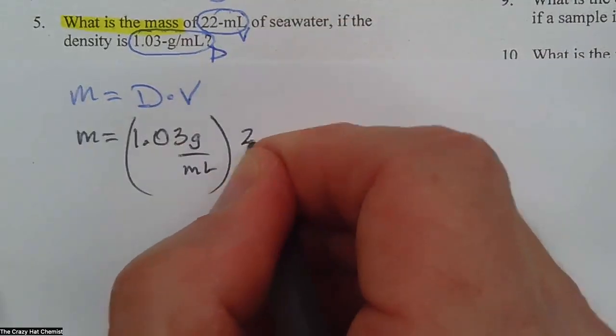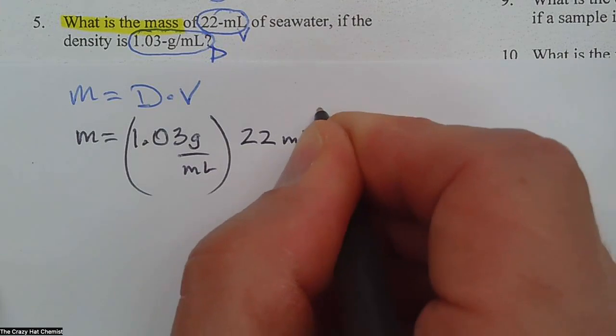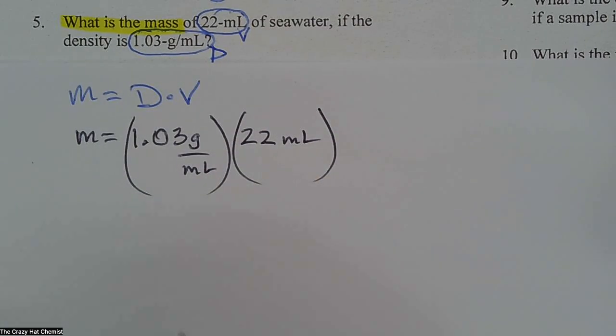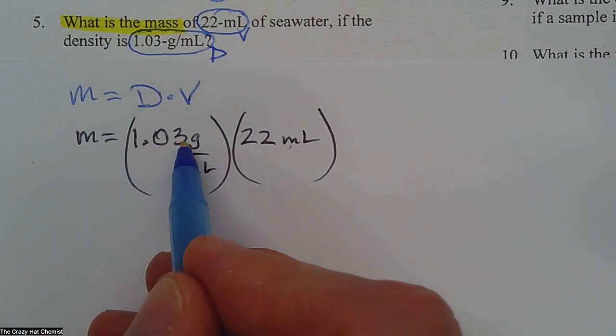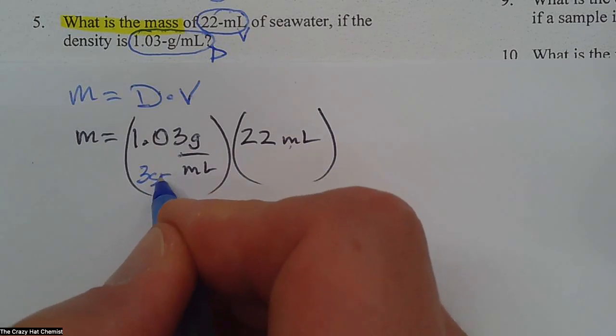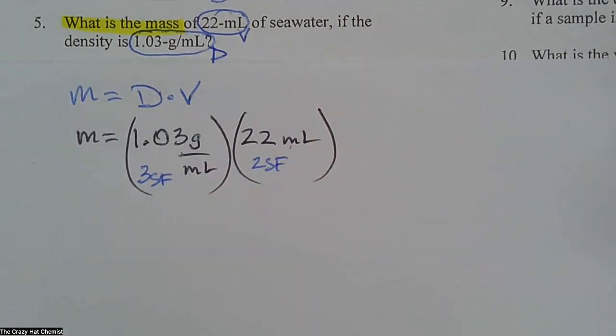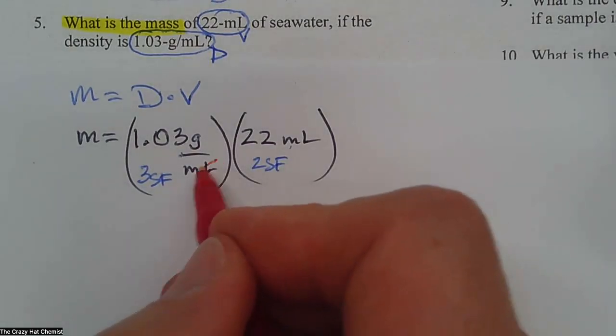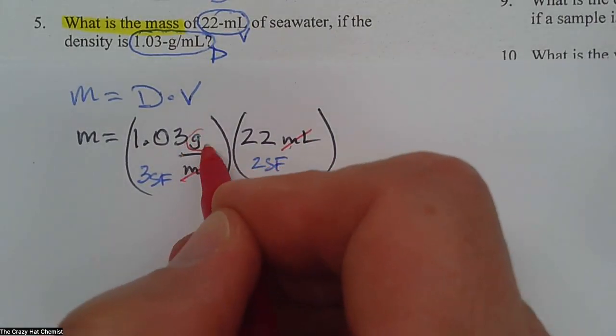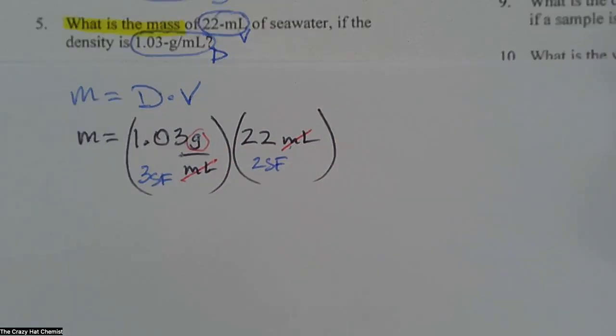Times the volume, that's 22 milliliters. Fantastic. So I've substituted in the density, I've substituted in the volume. We can actually look at significant figures. That's 1, 2, 3 significant figures, because that's a captive zero and captive zeros count. This is 2 significant figures right here. You should also see that the units of milliliters will cancel out. I'll be left with grams, and that is a mass.